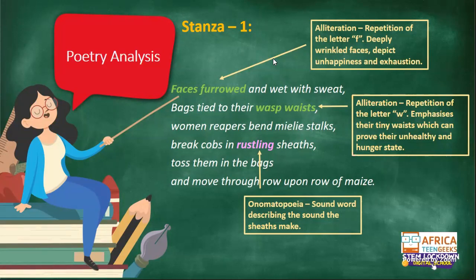Break cobs in rustling sheets, toss them in bags, and move through row upon row of maize. And we have an onomatopoeia in line number 4, the word rustling. It's a sound word describing the sound the sheets make. So in the first stanza of the poem, we are introduced to these workers in the mealie field, and they are described as unhappy and exhausted. They have furrowed faces and they are wet with sweat because they are tired. We also know that they have wasp waists because as they work in the mealie fields, they are hungry and unhealthy. Let's move on to stanza 2.